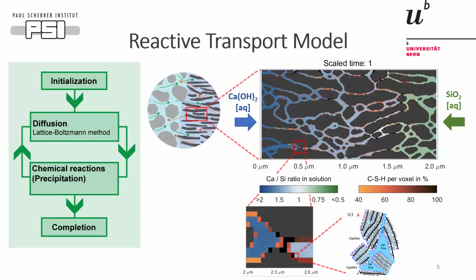The simulation starts with an initialization and then sequentially computes with the operator splitting approach the diffusion with the Lattice-Boltzmann method, and then the chemical reactions, here the precipitation of CSH on every fluid voxel. The locally calculated precipitation of the 4 CSH end members adds up as volume percentage in every voxel. And then when a fluid voxel reaches 100% of precipitates, it turns into a solid voxel.